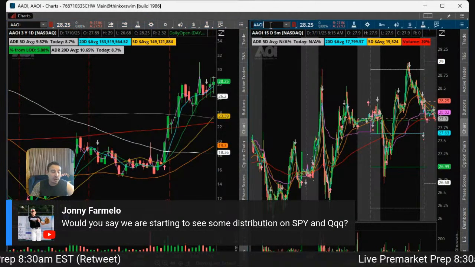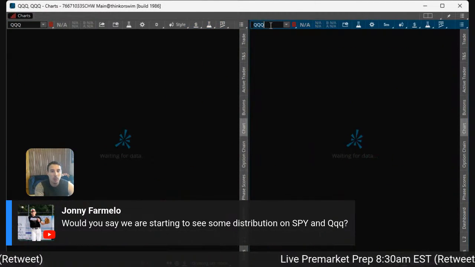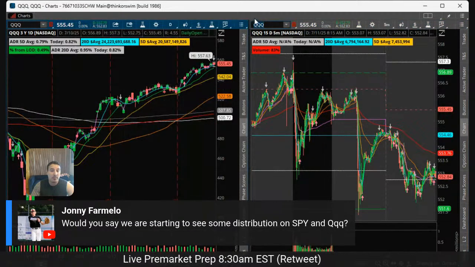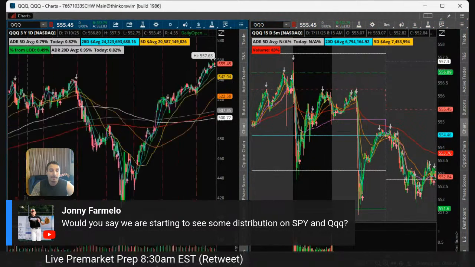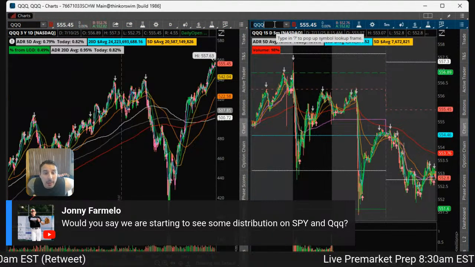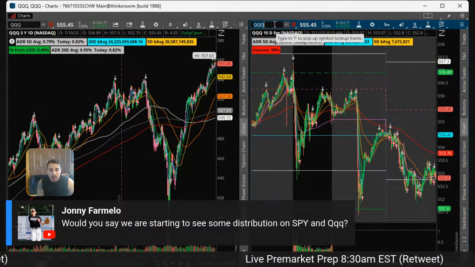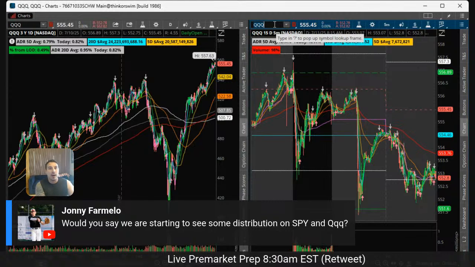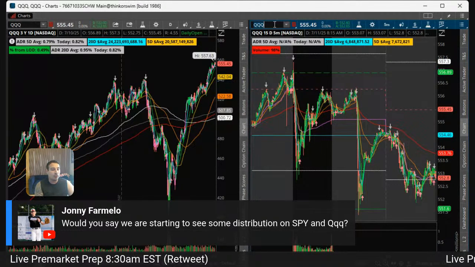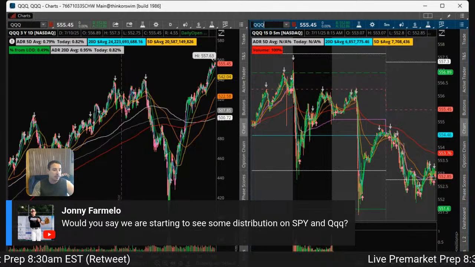Hard to say. We're starting to see distribution on the QQQ, though it still continues to grind higher above the 10 and 20. But I'll tell you what is starting to happen. It's starting to lag a little bit versus the IWM. In other words, the IWM's been kind of outperforming. Like yesterday, the NASDAQ was down the most versus the IWM and the S&P 500.